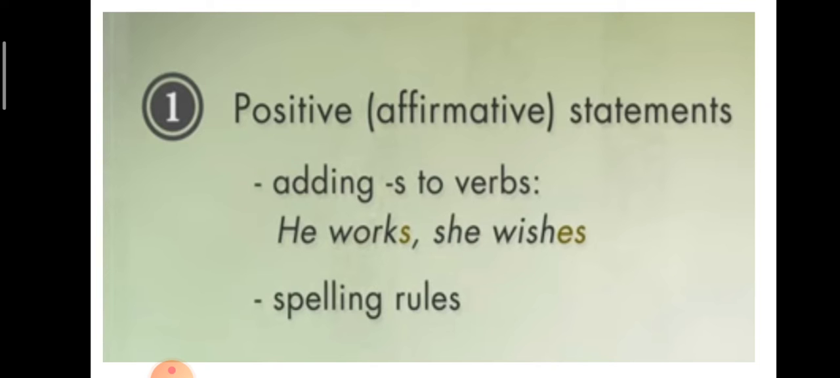So first we are going to learn about positive or affirmative sentences. This is nothing but learning about only positive statements that occur in simple present tense. When you are making a positive or affirmative sentence, you're just adding s to the root verb. Okay. He works. She works. Did you notice the spelling rules? Yes, you're just adding s to the root verb.